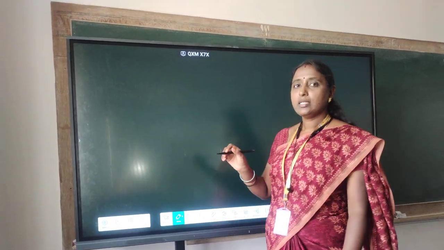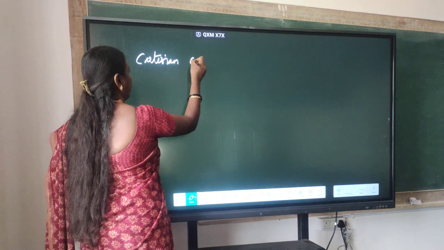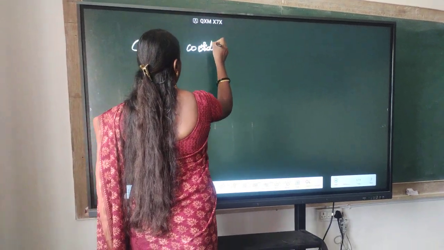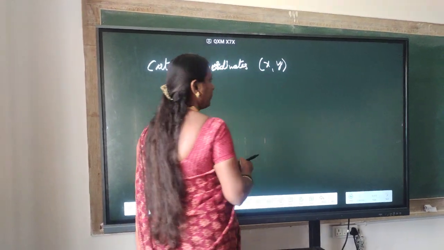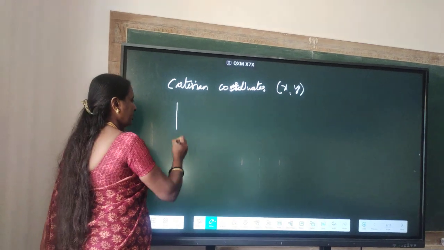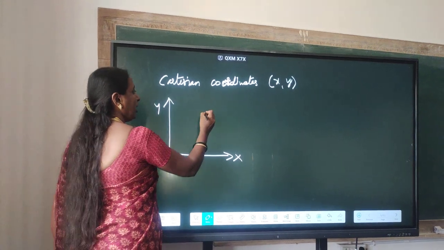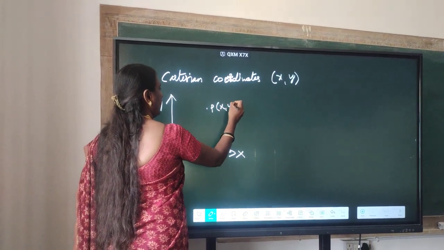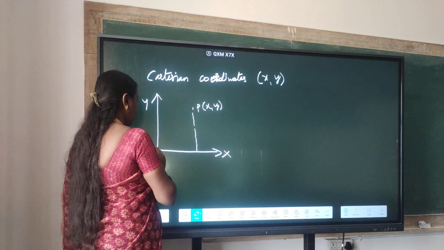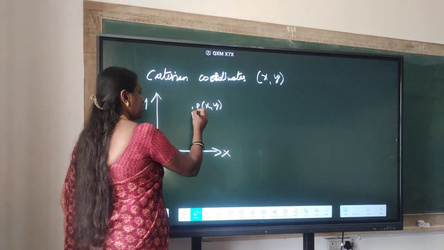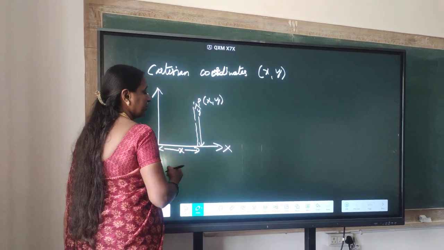That is, what is the Cartesian coordinate. Cartesian coordinates are represented by x comma y. If you want to write in the plane, let me take one xy plane. This is x axis, this is y axis. If I take a point P with coordinates x and y, and we join this, this is nothing but the origin, and this distance is y, and this distance is x.